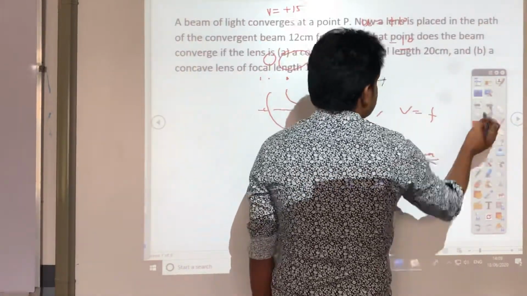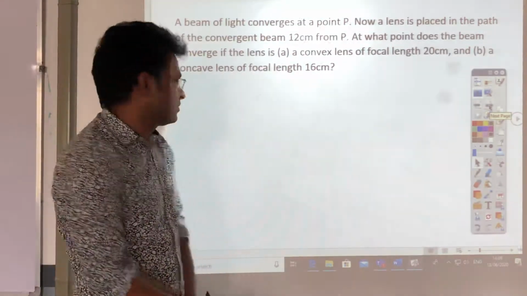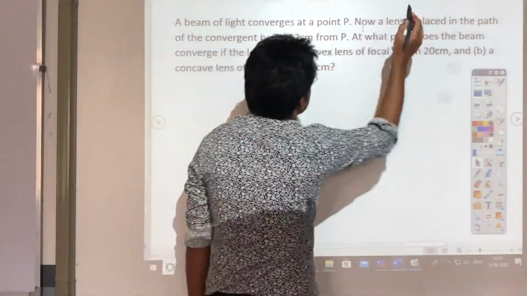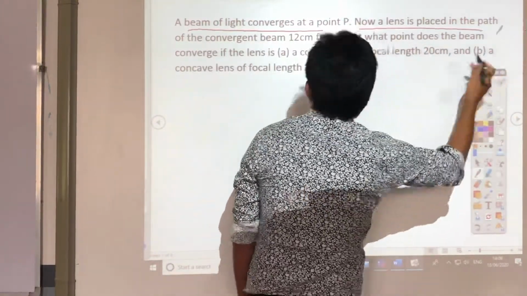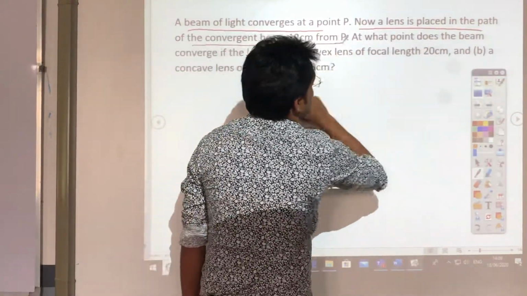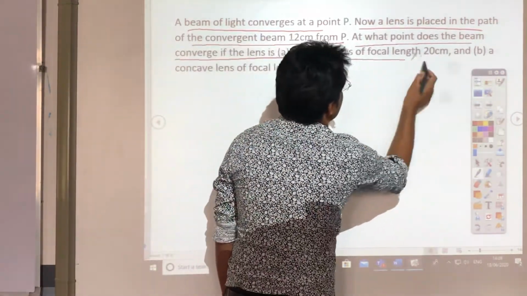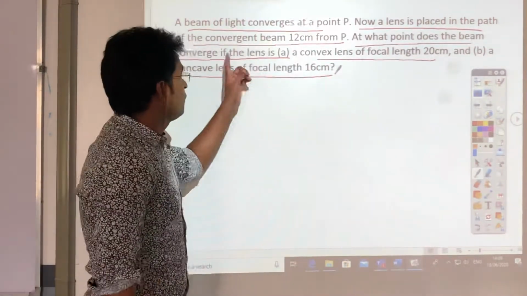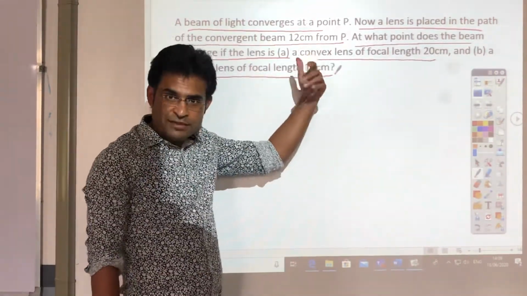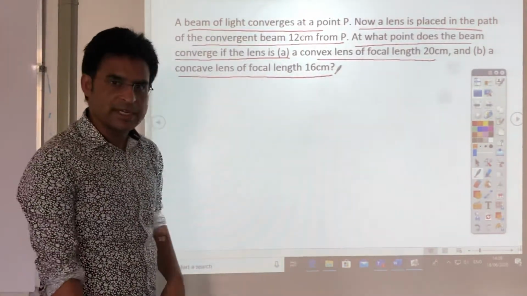Okay. If you see this question, a beam of light converges at point P. Now a lens is placed in the path of the converging beam at 12 cm from point P. At what point does the beam converge if the lens is a convex lens of focal length 20 cm, or a concave lens of focal length 16 cm? So one is a convex lens, focal length 20 cm, and the second is a concave lens. So there are two parts to this question.